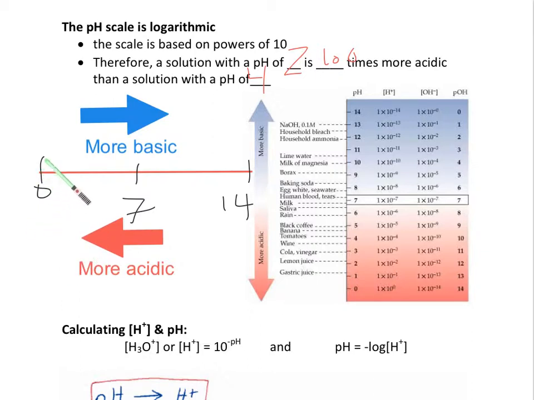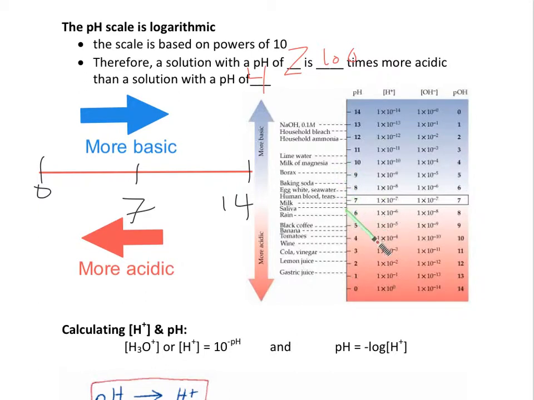And remember, with each step you take where you change by a unit of 1, and if we look over here, when we go from 0 to 1, that is a change in the concentration of H+ by a factor of 10. And in fact, that is a decrease in the concentration of H+ by a factor of 10 as our pH is getting more basic.